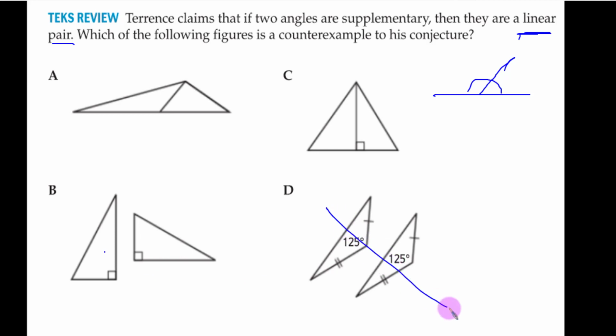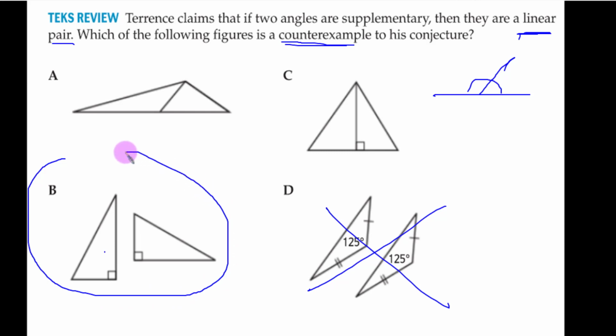These 2 are not supplementary, so off the bat, we can eliminate that one. Now, the conclusion is that they are a linear pair, and we're looking for something that disproves that. So here we have supplementary angles, and they do form a straight line, so they are a linear pair. Here we have 2 supplementary angles, they form a straight line, they are a linear pair. And right here we have 2 angles, they add up to 180, so they're supplementary, but they do not touch each other, so they are not a linear pair. So our counterexample is letter B.